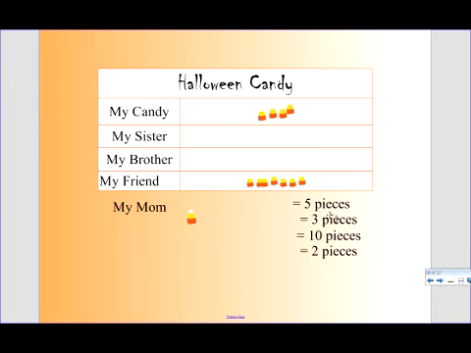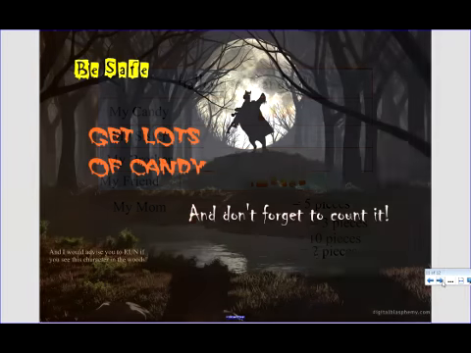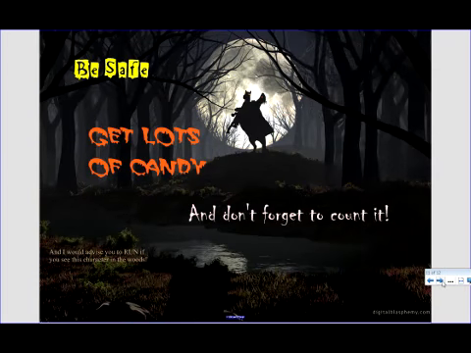You can do it by 5s, you could do it by 3 pieces, you could make the candy corn something else. You can make it equal 10 pieces, but that's your assignment for tonight. So be safe, get lots of candy, and don't forget to count it.